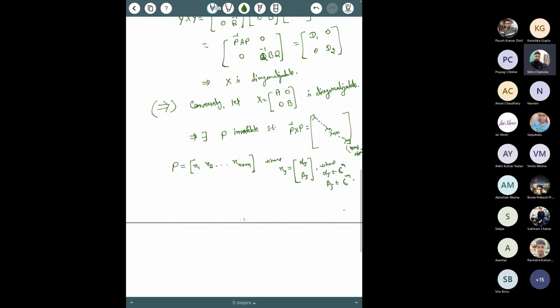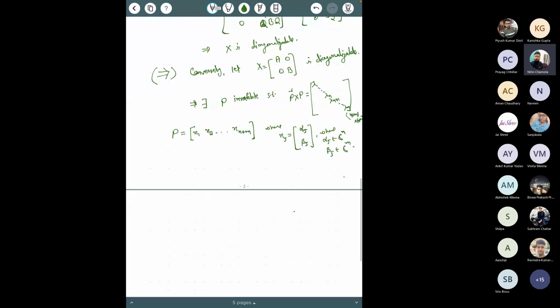Is it fine? Can I do that? Is there any doubt? Can I do it in this way? Yes, sir. Yeah, so there is nothing special. I've just written P column-wise, and each column is of size n plus m. So the first n components I'm writing as alpha j, and the last m components I'm writing as beta j for each j.